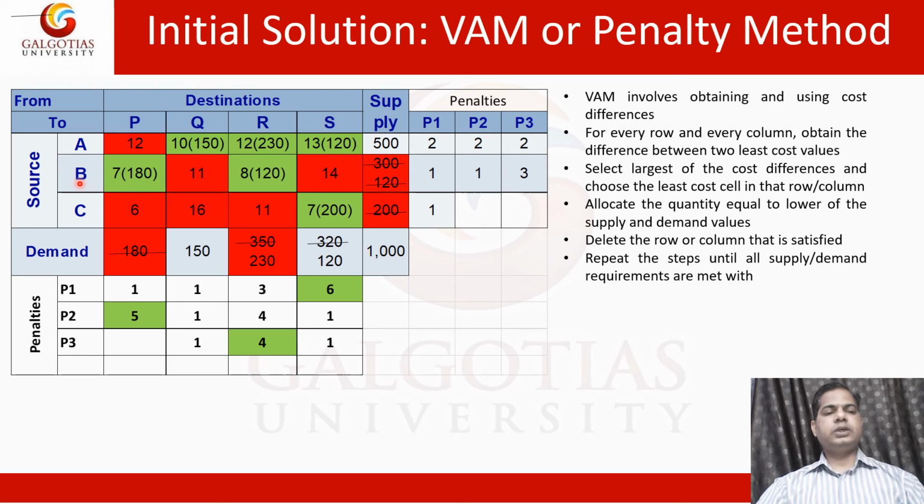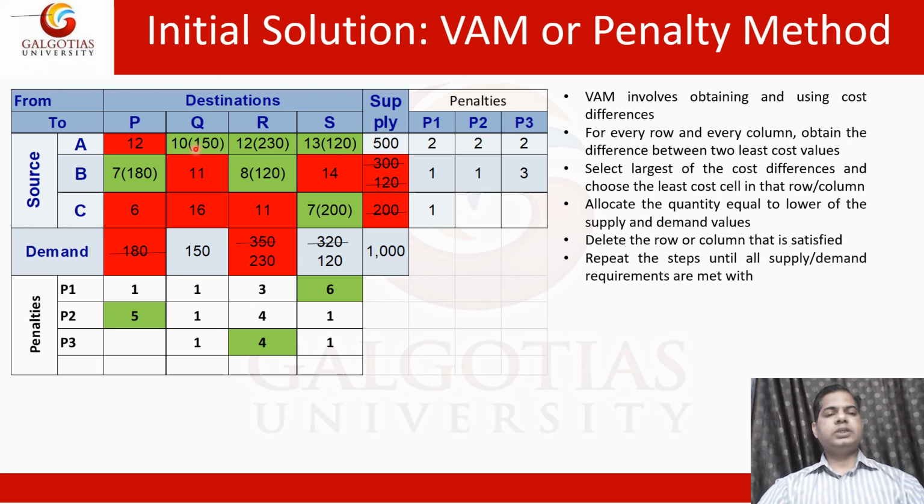Now you see that the B source is over, C source is over, only A remains. Now I can find the penalty for the A, but I cannot find the penalty for Q and R because I need two costs. So now at this stage I will not calculate the penalty, right? So what I have to do now is give the corresponding allocation to the remaining cells.